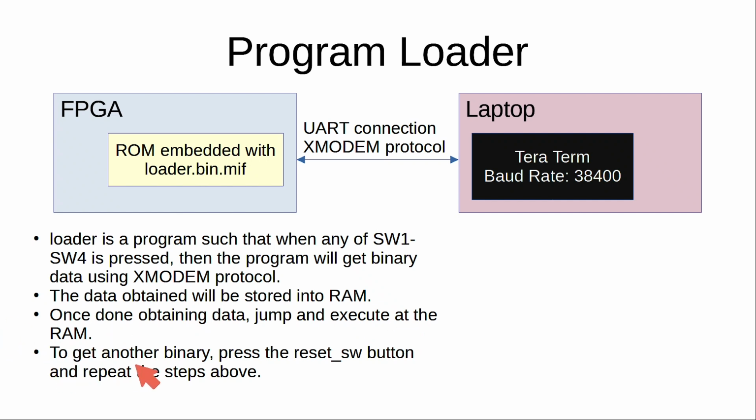Now, if we have another binary to test out, we just press the reset switch button and then repeat all of the steps above. This helps to speed up the software development greatly because we don't have to recompile the FPGA design whenever we want to run and test another binary file.